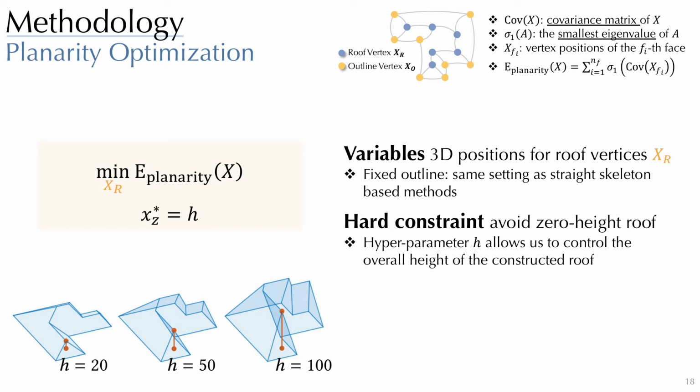We also add a hard constraint that for an arbitrary roof vertex x star, its height is fixed to a predefined value h. This can help avoid trivial solution where all the roof vertices have zero height. Also, this parameter h allows us to control the overall height of the constructed roof as shown on the left bottom.